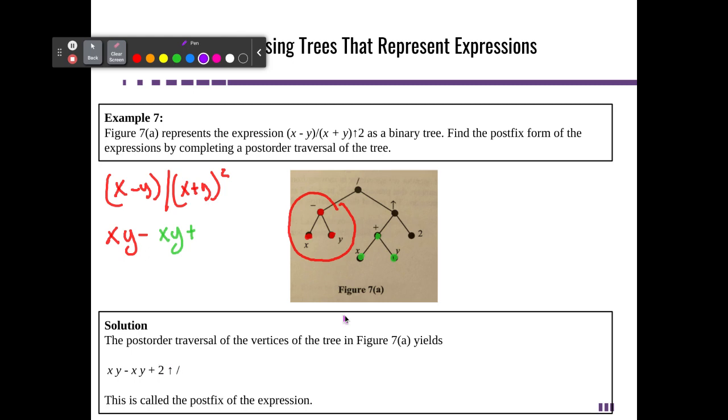All right, building off of that, then it would be this subtree right here: 2, and then up arrow. So remember, it's this expression, so it's x plus y. So x plus y, quantity squared. So we got x plus y, and then we have that expression raised to the second power.